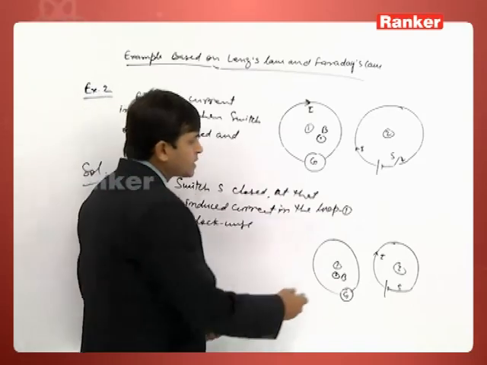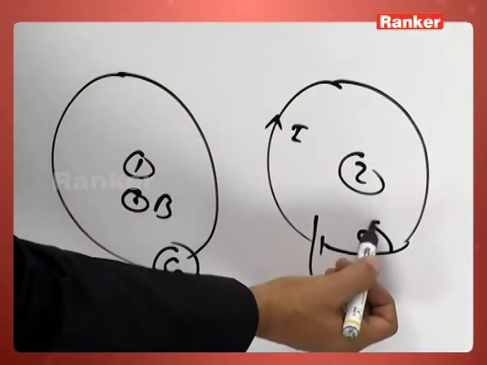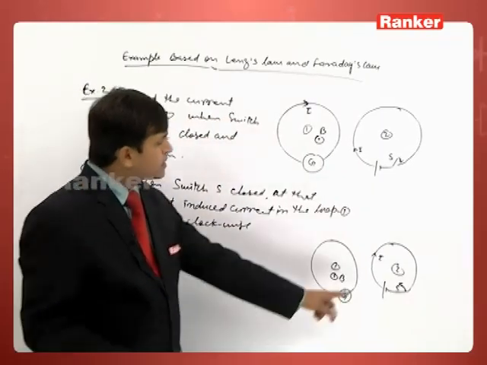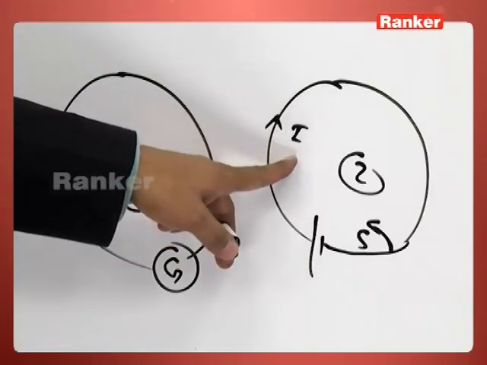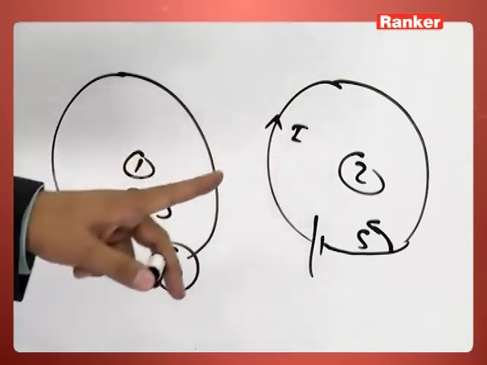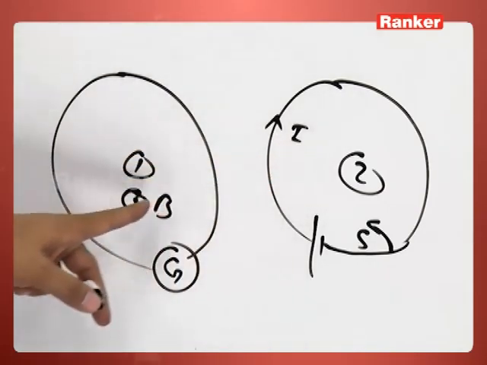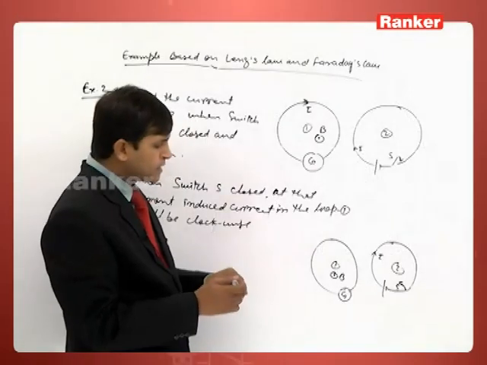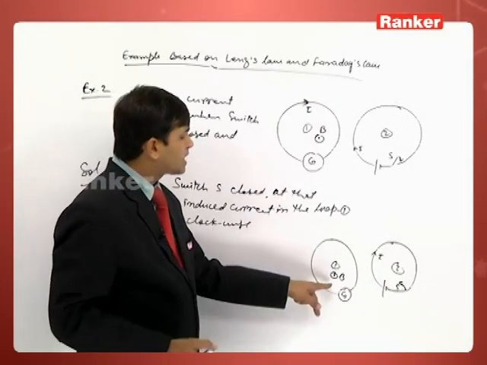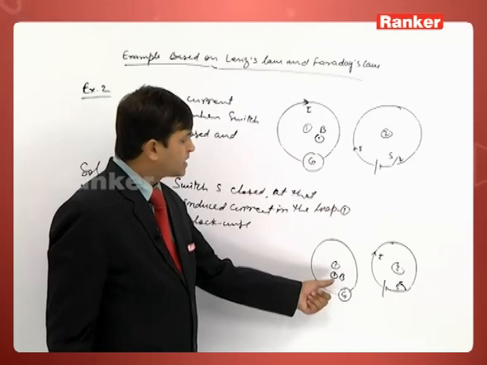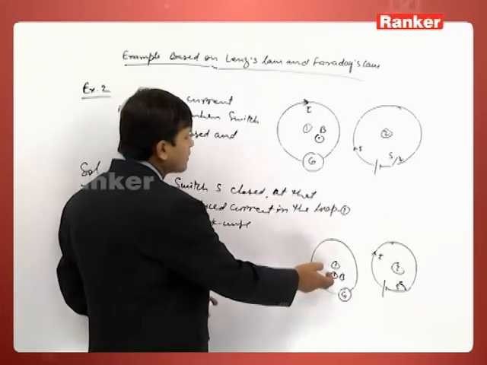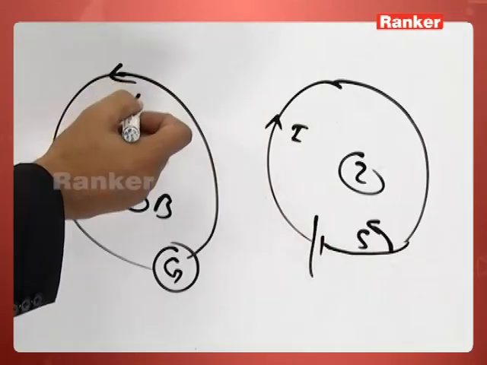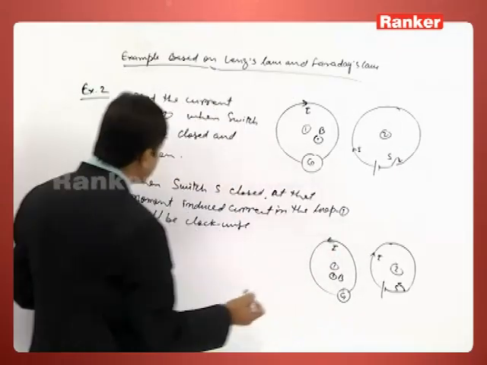As soon as switch S is reopened, the current I starts decreasing. So due to the effect of that decreasing current, the B value decreases. So now again the induced current will be such that it will try to maintain the same B. So it will try to add to that B. So the current in that will be in the anti-clockwise direction.